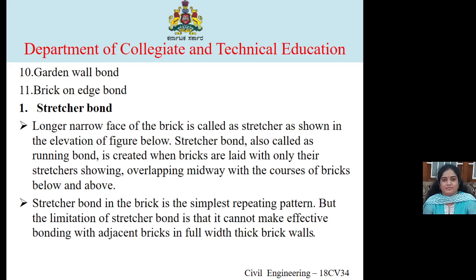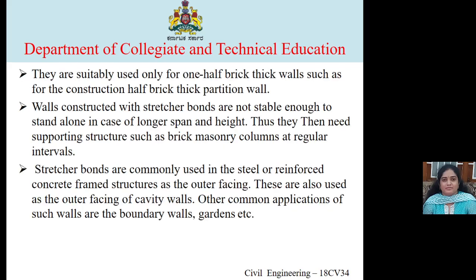In this bond, the longer narrow face of the brick is called the stretcher, as shown in the figure and elevation of the figure below. We'll see it later. Stretcher bond is also called a running bond. It's created when bricks are laid with only their stretcher showing, overlapping midway with the courses of bricks below and above. Stretcher bond is the simplest repeating pattern, but the limitation of the stretcher bond is that it cannot make effective bonding with the adjacent bricks in full width thick brick walls.